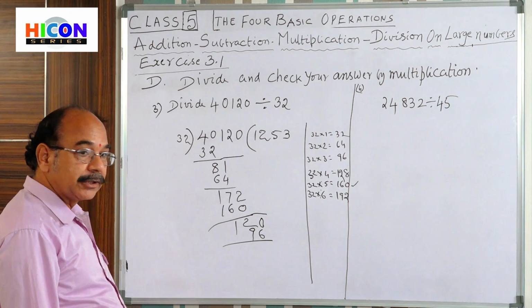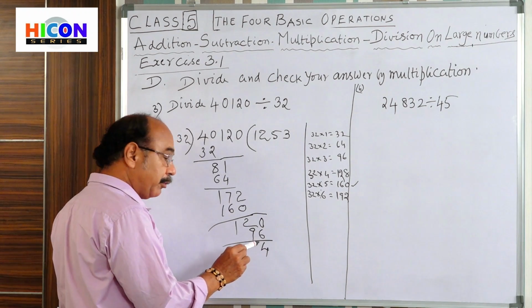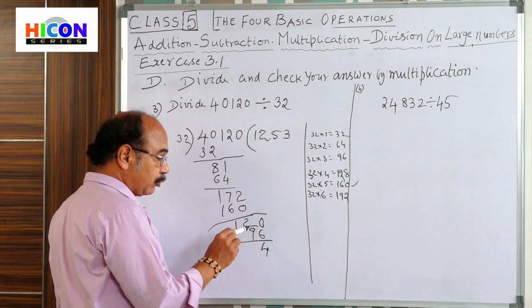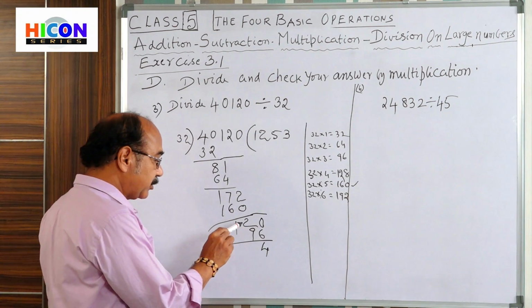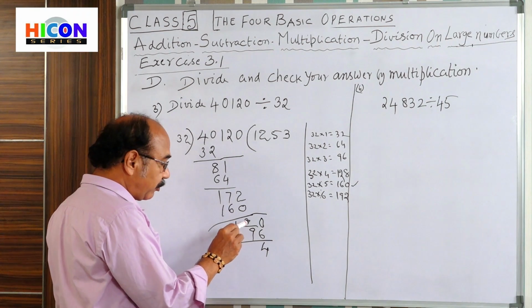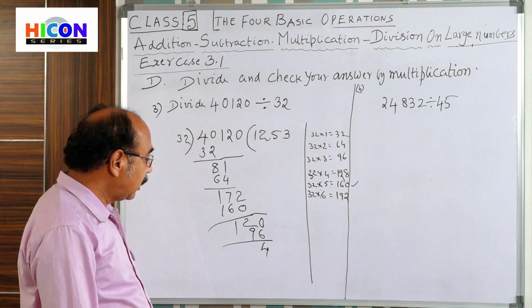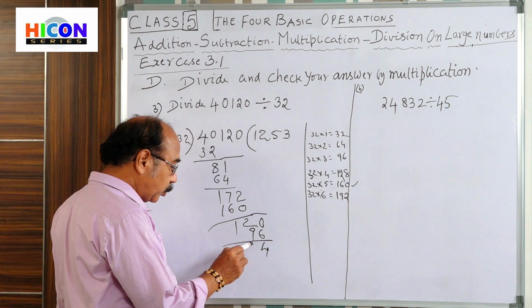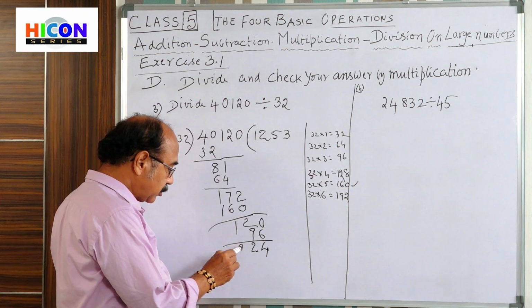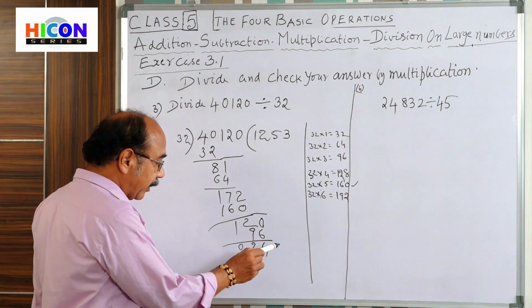Subtract. 0 minus 6, not possible, borrow we take. 10 minus 6, 4. Here 2 gave a borrow, that's why here only 1 is there. 1 minus 9, not possible. Ask for a borrow from the before digit. Then 1 becomes 11. 11 minus 9 is 2. And here 0 you will get, because 1 gave a borrow. That's why 24 is the remainder.